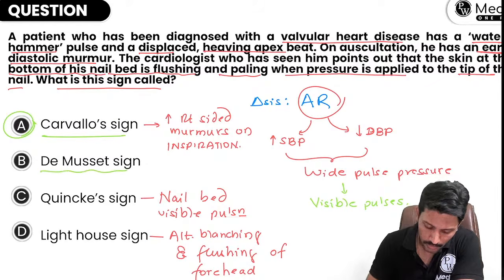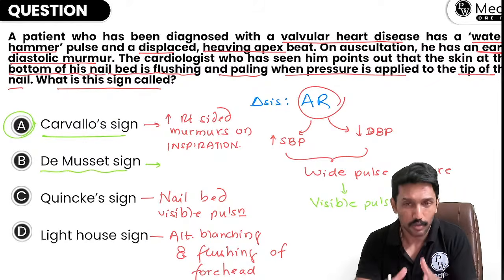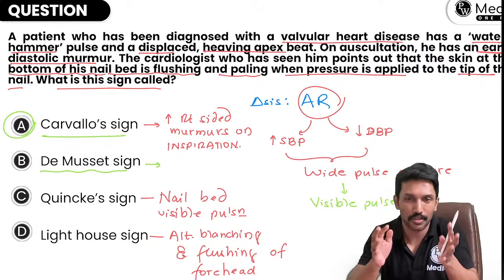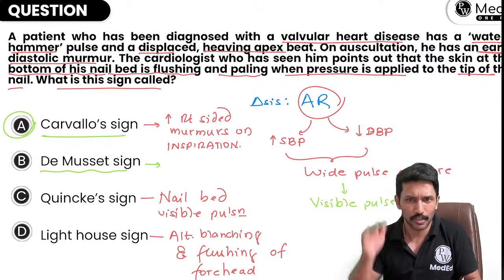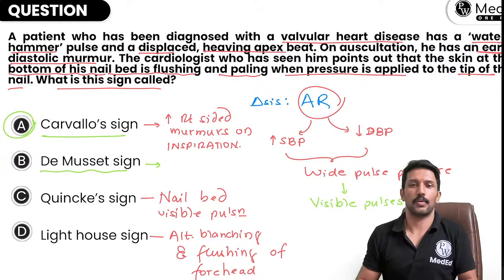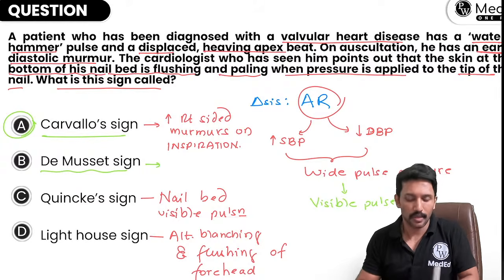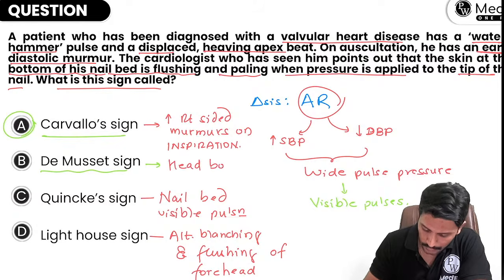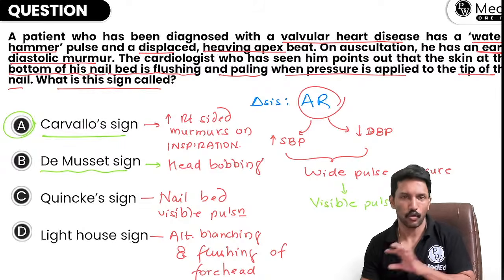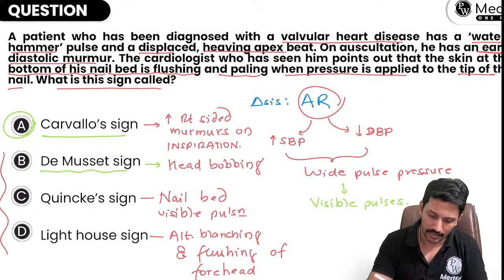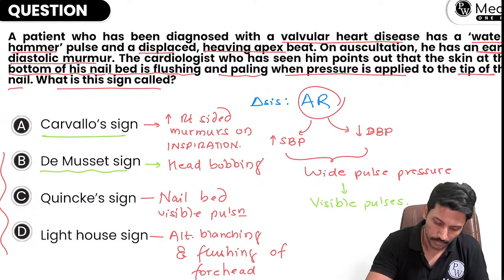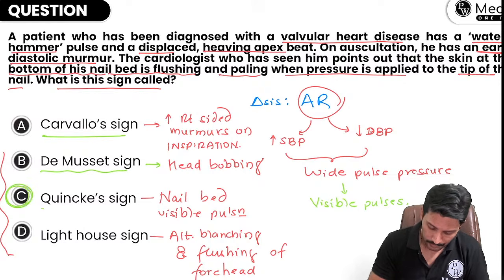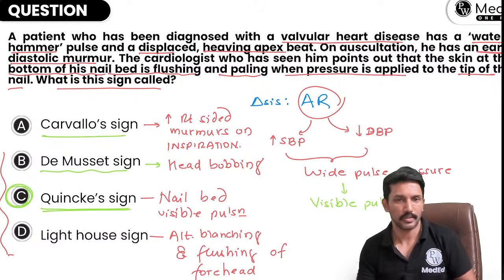What is de Musset sign? Sudden increase in blood during systole to the head and neck region generally pushes the head forward, because too much blood is gushing into your head and neck blood vessels during systole. But in diastole, the flow drops back towards the heart in AR, so the head goes back. So patients are constantly bobbing their head. It is the head bobbing which is called de Musset's sign. Except A, all of these are peripheral signs of AR. Now among this, what's the answer? Quincke's sign is the visible nail bed pulsations.